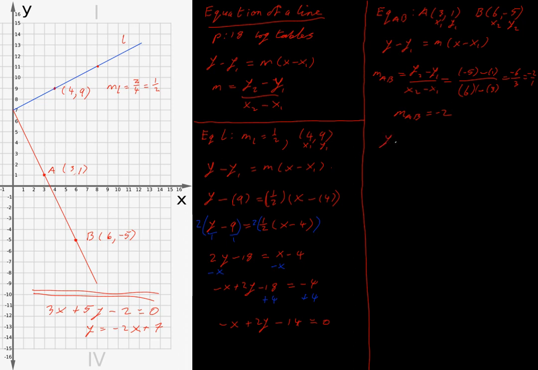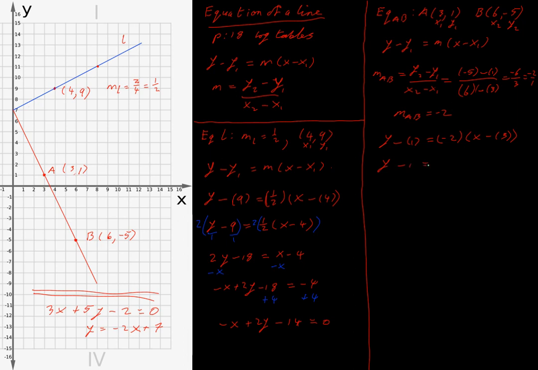So I have y minus y1 is 1 is equal to minus 2 on x minus 3. And that's coming from this formula here. Y minus y1 is equal to m multiplied by x minus x1. So I have my information, and now I want to simplify and get my equation.